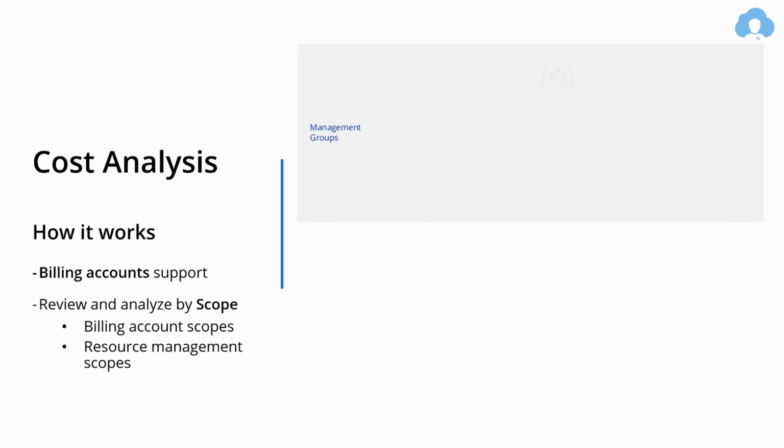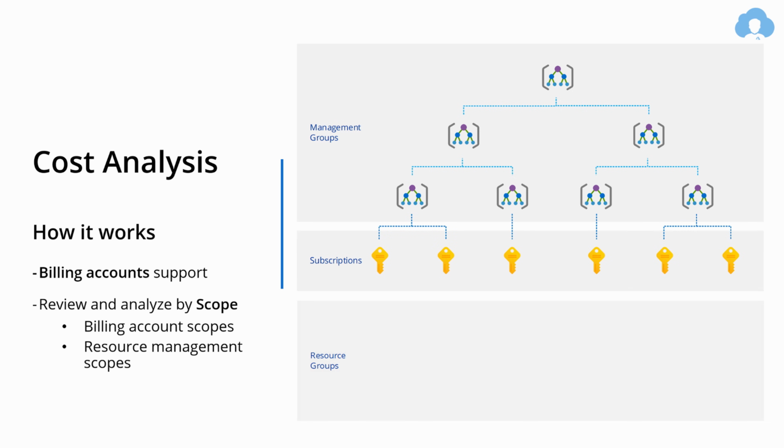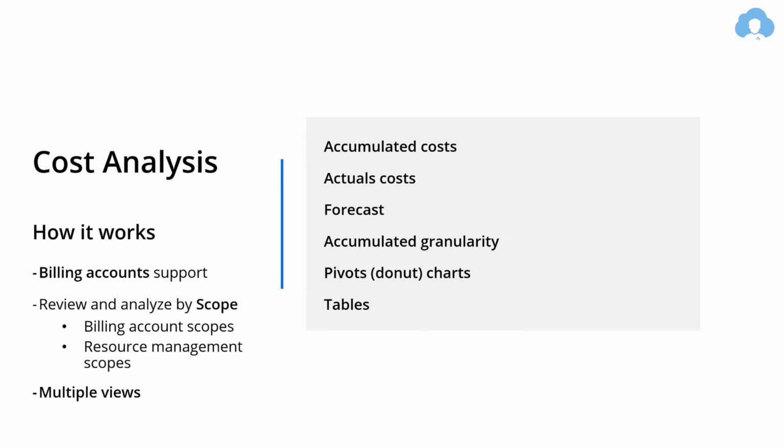When it comes to management groups, remember that they can be nested, which allows you to represent your organization as management groups, apply some additional policies, but also track costs in management groups. Of course, a single management group can contain multiple subscriptions, and each subscription can contain multiple resource groups. And additionally, you have multiple views. You have views for accumulated cost, actuals, even forecasting. You have some granularities, pivots, and tables. So you've got quite a lot of views out of the box for you to do basic analysis.